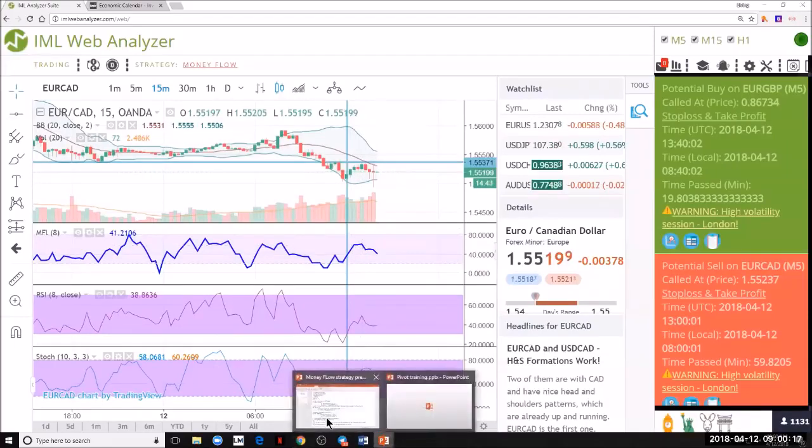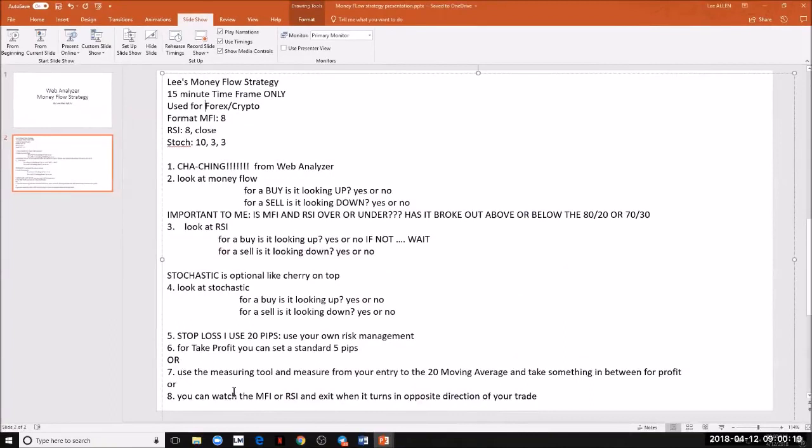I think, let me check. Did I say? Okay, yeah, for take profit, you can set a standard 5 pips if you want to, but that wasn't the purpose for this strategy. The purpose was to get more, or use the measuring tool. So that's what I showed you. And you can watch the MFI or RSI and exit when it turns in opposite directions of your trade.